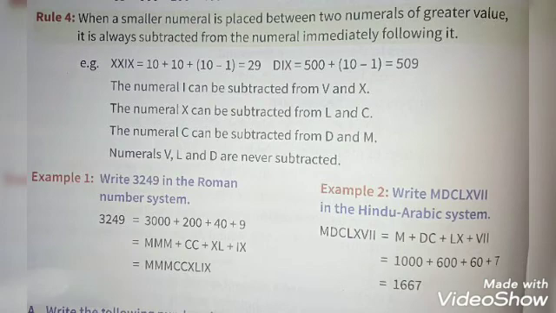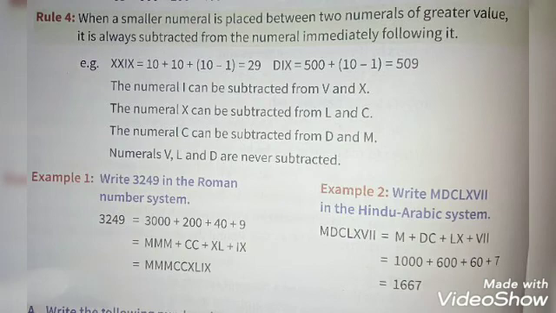The numeral I can be subtracted from V and X. Remember this, the numeral I can be subtracted from V and X. The numeral X can be subtracted from L and C. The numeral C can be subtracted from D and M. The numerals V, L and D are never subtracted. So what numeral can be subtracted from which numeral, this you have to remember. Write down somewhere so that you can remember it properly.